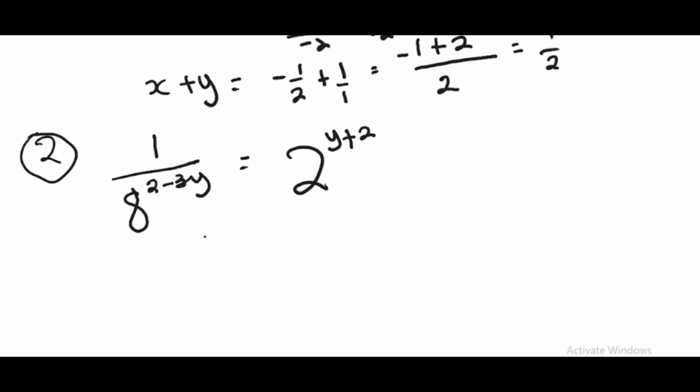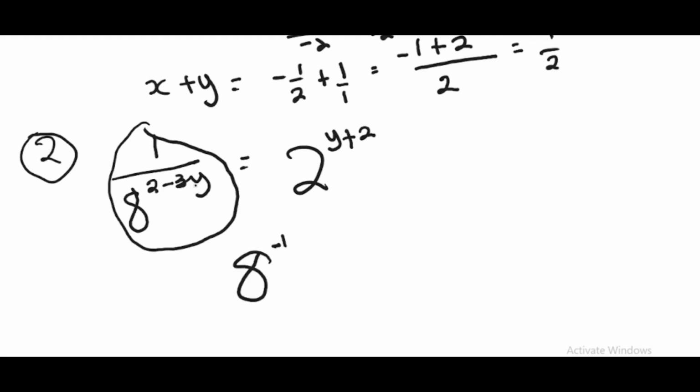Now, if you have seen the video on indices, you would know that we're going to be looking at the law of negative index, rather. So to bring this 8 up, because we can't express in the same base here, we have to take the 8 up. So we have 8 raised to the power of minus 1. That's another way of saying 1 over 8, right? Good. So the original index of 8 is 2 minus 3y. We put it in a bracket so that the negative 1 will affect all of them. And that is equal to 2 raised to the power y plus 2.